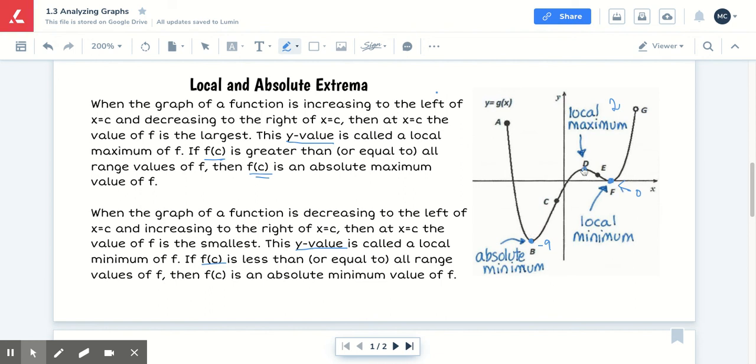Now, of these 3 that we saw here, let's look at the maximum first. This is a local maximum only, not an absolute maximum, because there are points that are higher within the range of this function. This function goes all the way up to almost this open point G here. So this one actually does not have an absolute maximum. But it does have an absolute minimum because this point B here is at the very bottom of the graph.